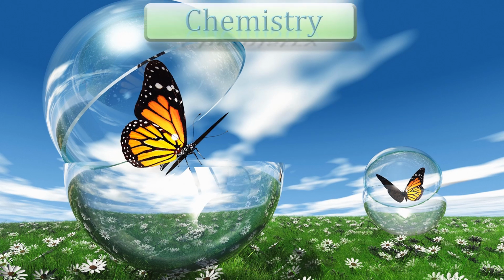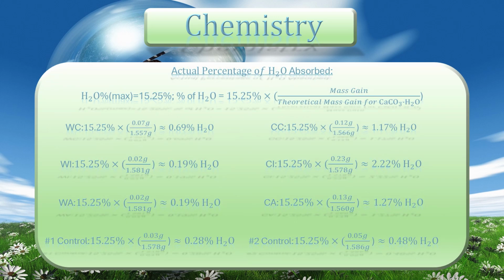Okay, and now we'll move on to actual percentage of water absorbed. So as we know, the maximum H2O percentage can be 15.25. So to find the actual percentage of H2O, you take that percentage times the mass gain divided by the theoretical mass gain for calcium monohydrate. So we do all that, get all the nice percentages of how much water is in the calcite.